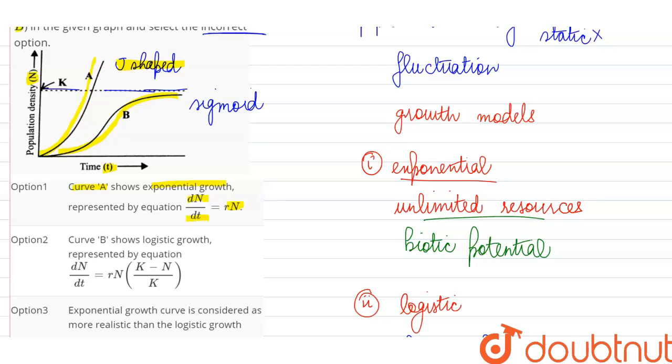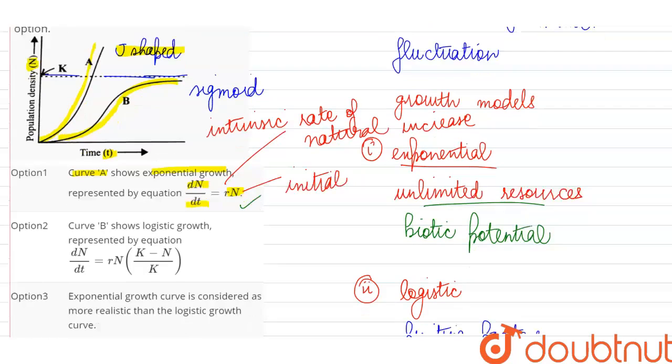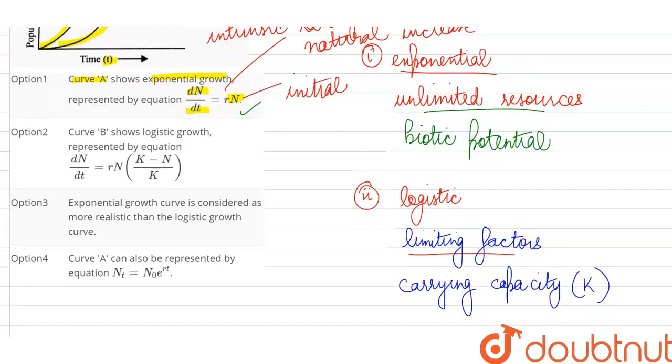dN/dt means the rate of growth of population with time. Here N stands for our initial population, and r is the intrinsic rate of natural increase. So the equation is correct. For exponential growth, this is a correct statement. Next, they are saying curve B is showing logistic growth. Again, correct. And the equation given is also right.